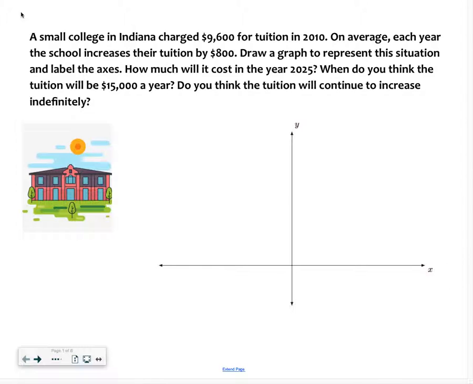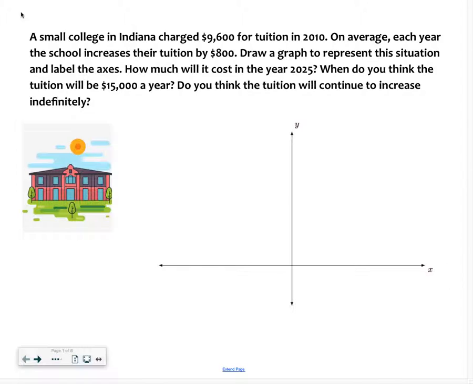So the first example I have for you is a small college in Indiana that charges $9,600 for tuition in 2010. On average, each year, the school increases their tuition by $800. Draw a graph to represent this situation and label the axes. How much will it cost in the year 2025? When do you think the tuition will be $15,000 a year? And do you think the tuition will continue to increase indefinitely?